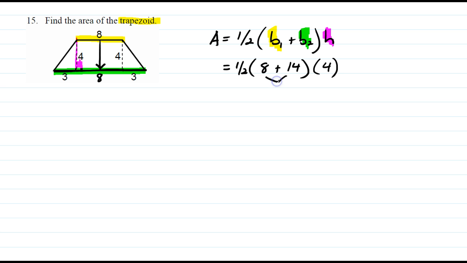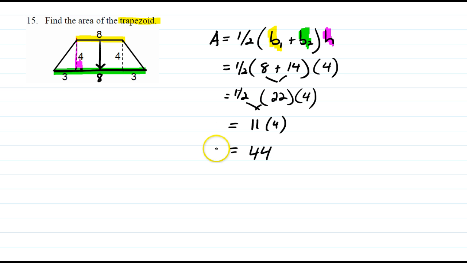Alright, so let's do what's inside the parentheses first. 8 plus 14 gives us 22. And then now let's do half of 22, which gives us 11. And then 11 times 4 gives us 44. So our area is 44 units squared.